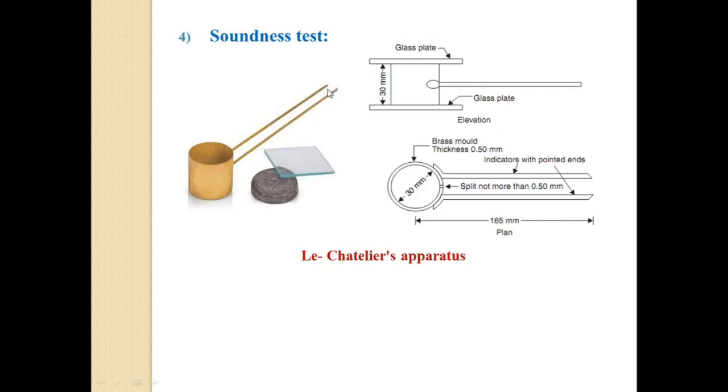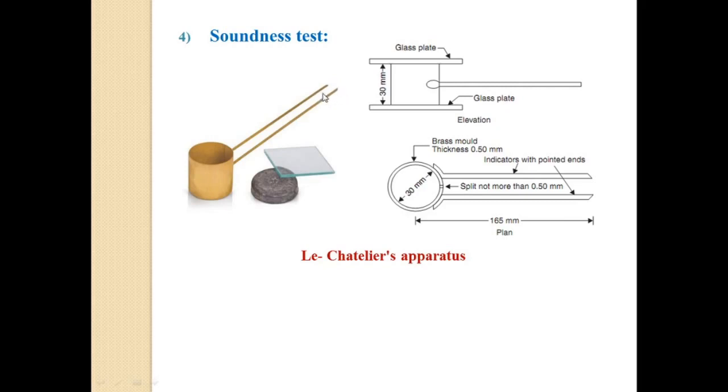So measure the distance between these two arms, that is D1 in mm. Then put this assembly in the water bath, where the temperature of the water is 100 degrees Celsius, for 3 hours. After 3 hours, remove this assembly and again measure the distance between these two arms, that is D2 mm. So D2 minus D1 is the soundness of that cement, and it should not be greater than 10 mm.